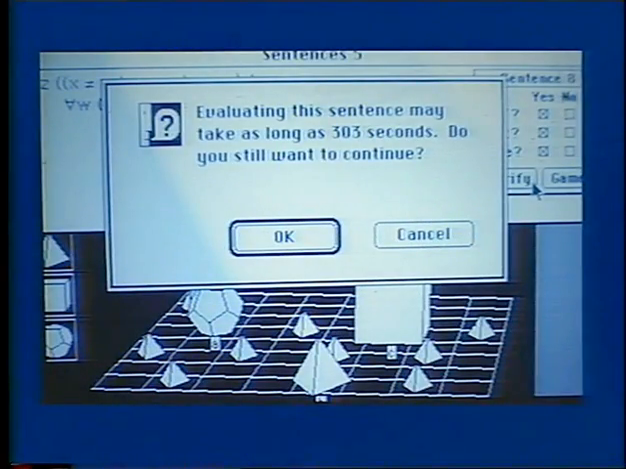Well, that's what it's supposed to do, but I said it's worldly wise. It has all sorts of little tricks. One of the things it does sometimes is to tell you this. Evaluating this sentence may take as long as 303 seconds.